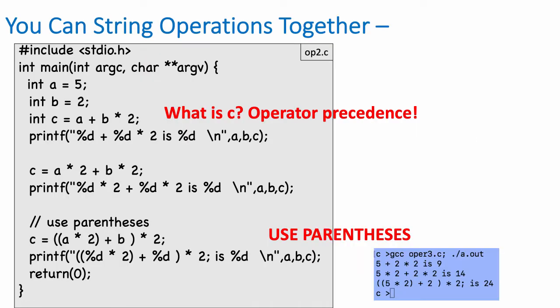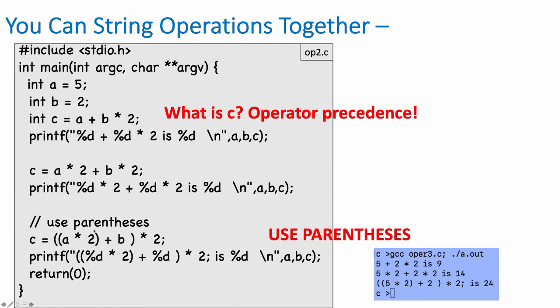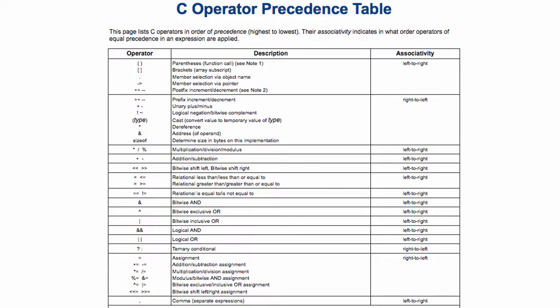Now we can string operations together. It's not just a times b. You can actually do more than that, a plus b times 2, or a times 2 plus b times 2. The question is, what is the result of this? Is it a plus b and then multiply the result by 2, or is it b times 2 and the result plus a? As you'll see, there is a precedence table so that the function is defined. It's not arbitrary. But for easy reading, I suggest you always use the parentheses to define just exactly what it is you want. So again, that operator precedence table will define what the statement will actually do.